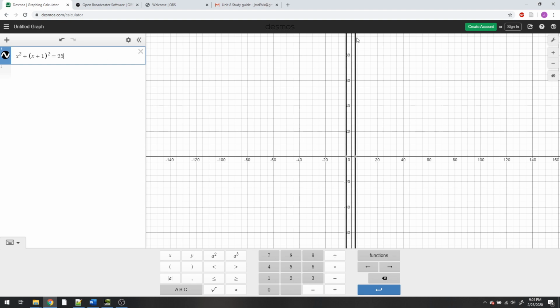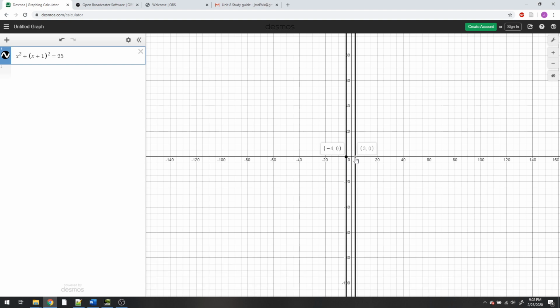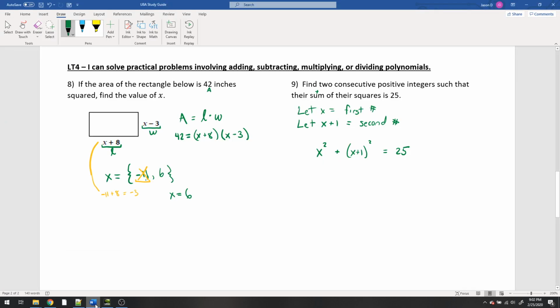This creates two big vertical lines. And those two vertical lines, their x-intercepts are the two solutions. Negative 4 and positive 3. I'll write the solution set out, but once again, we're going to have to consider which of those solutions doesn't make any sense.